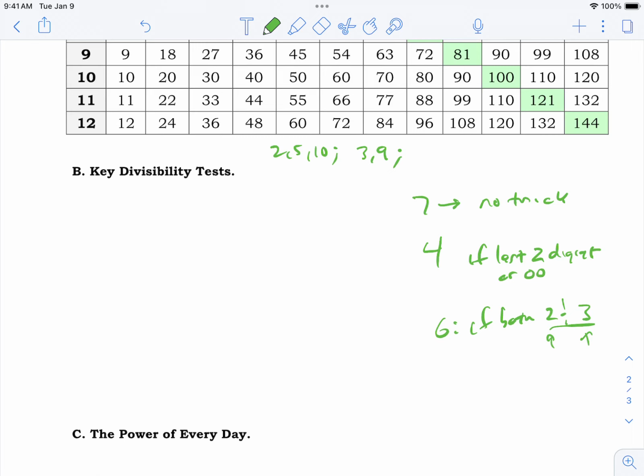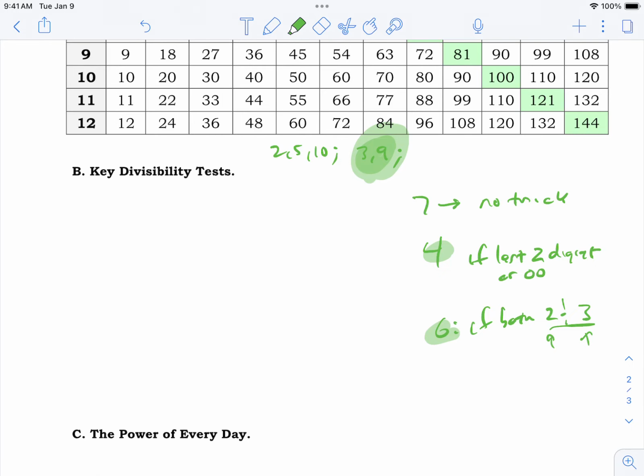Okay, let's see. 2, 3, 4, 5, 6, 7, there's no trick. 8, there's not really a trick. 9, okay, that's pretty good. That's pretty good. I like those. So if you know those tricks, remember those 3 and 9 tricks. I use those a lot. This one I use a little bit. This one I use a little bit. But these I use a lot. Plus the 2, 5, 10, of course.